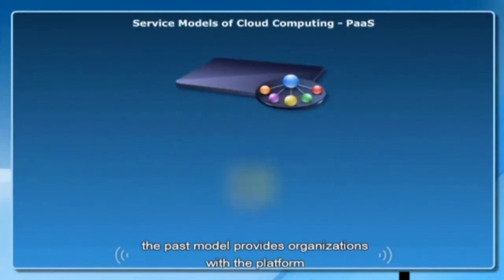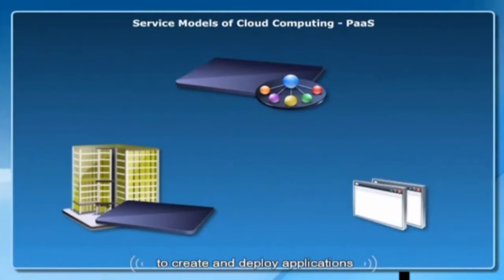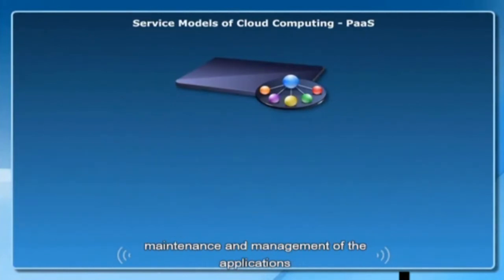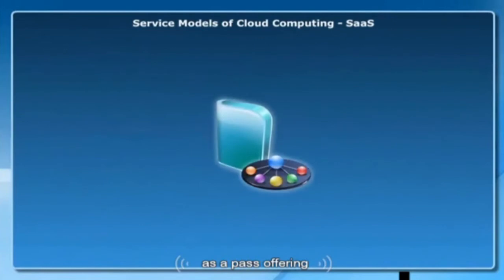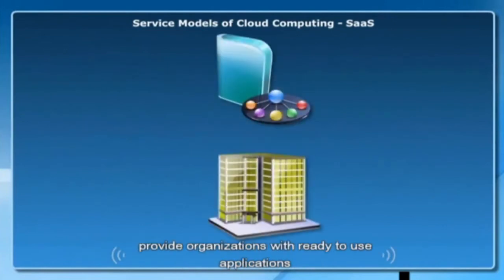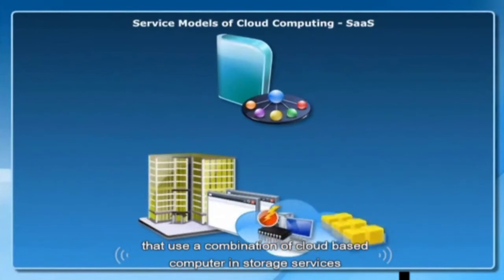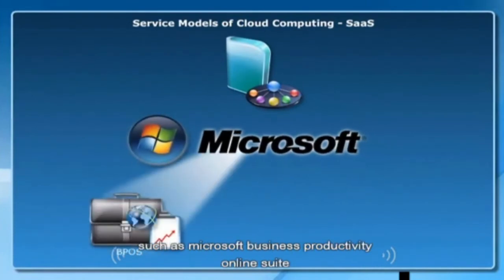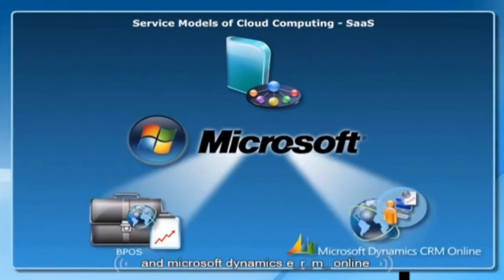The PaaS model provides organizations with a platform or a runtime environment to create and deploy applications. Here, the organization is only responsible for the development, maintenance, and management of the applications. Microsoft provides the Windows Azure platform as a PaaS offering. The SaaS model provides organizations with ready-to-use applications that use a combination of cloud-based compute and storage services. Microsoft provides various online services, such as Microsoft Business Productivity Online Suite, BPOS, and Microsoft Dynamics CRM Online as a SaaS offering.